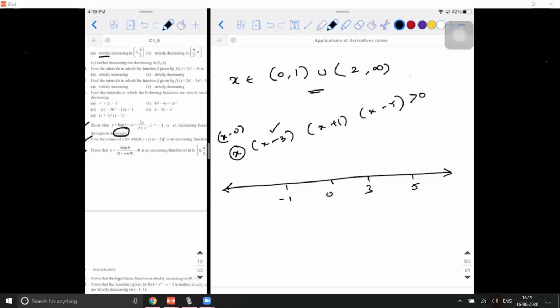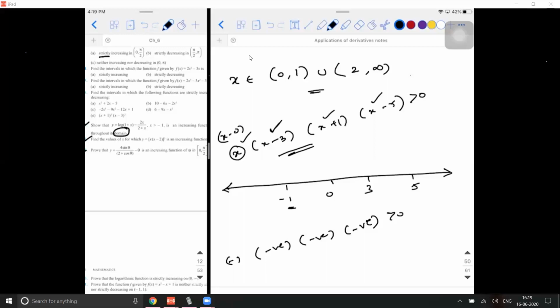Now always start from the left hand side. The left extreme point is minus 1. So check what will happen to this inequality when you substitute a value which is less than minus 1. You need not sit and calculate. You have to see only the sign. When I substitute a value less than minus 1, x will give me negative, this will give me negative, this will give me negative, and this will also give me negative. 4 negatives multiplied together give a positive value. So put a plus sign here.